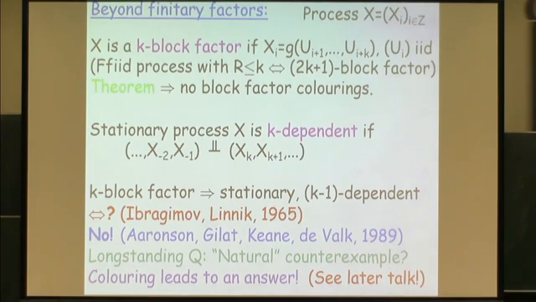Call a process k-dependent if things that are distance k apart are independent of each other. So on Z, provided it's a stationary process, everything on the negative integers is independent of everything from k onwards. If you have a block factor, then it's certainly k-dependent, and if it's a k-block factor, then it's (k minus 1)-dependent.